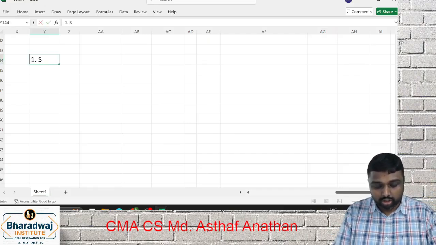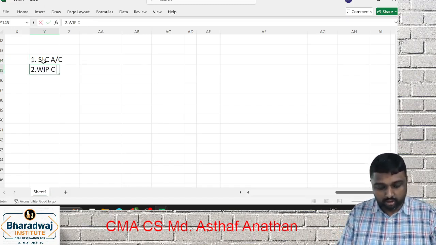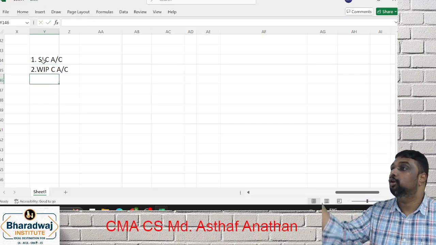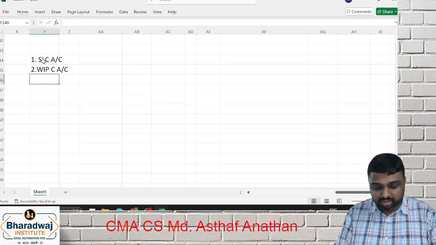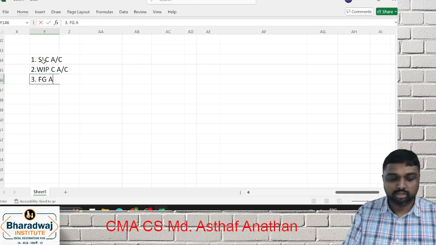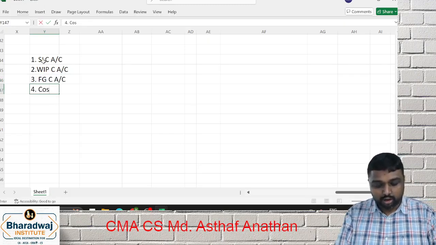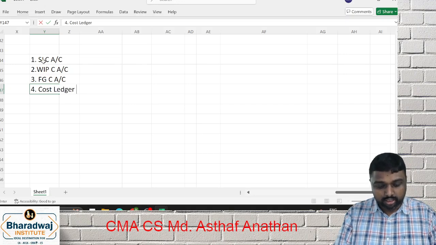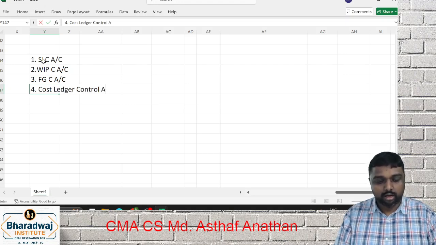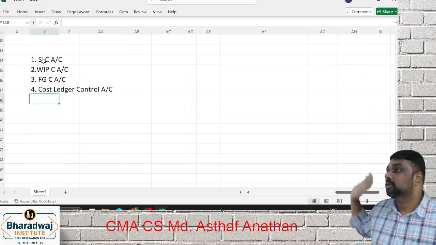That is the shortcut. Stores ledger control account. Next, stores will convert into what? Work in progress control account. Everywhere you have to put control, control, control. Then finished goods is over, so no need for finished goods control account. Then finally our star person, cost ledger control. This cost ledger control account is also called what? General ledger. So you can use it. These are the four principal ledgers.